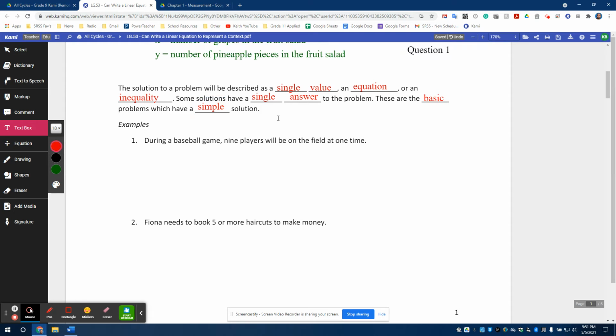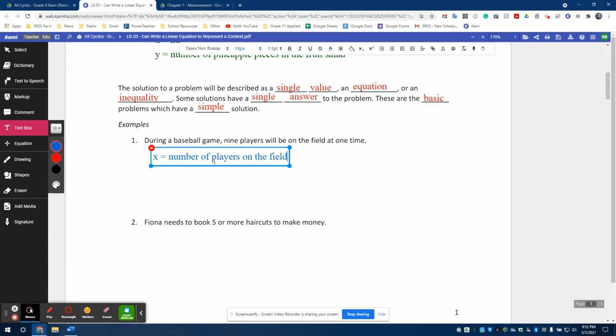Now we're still going to want to define our variables. If we have context, we want to define our variables, and we'll do that in this first one. This first question says, during a baseball game, there are 9 players on the field at one time, at least from one team. If you know baseball, you know there are 9 players on the team at one time. So we're dealing with the number of players on a team. We're going to say that x is equal to the number of players on the field. That's defining a variable.